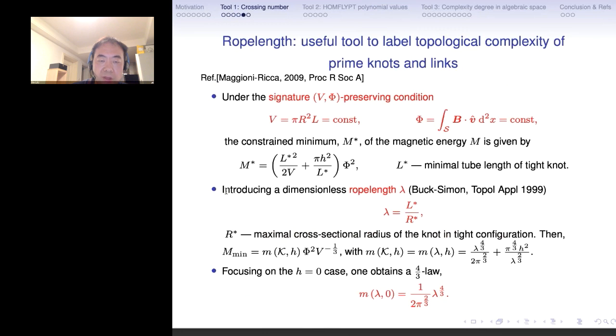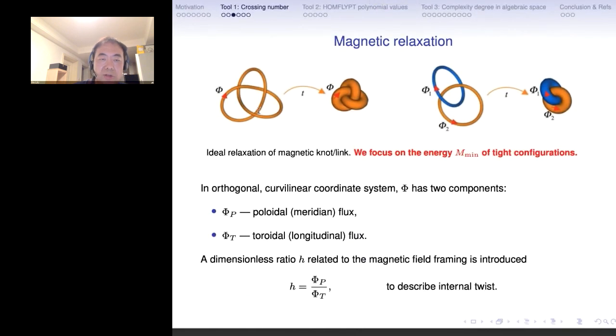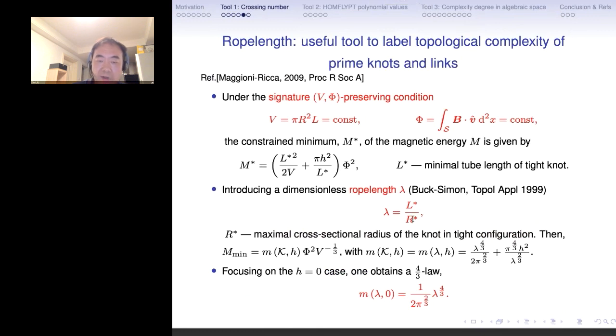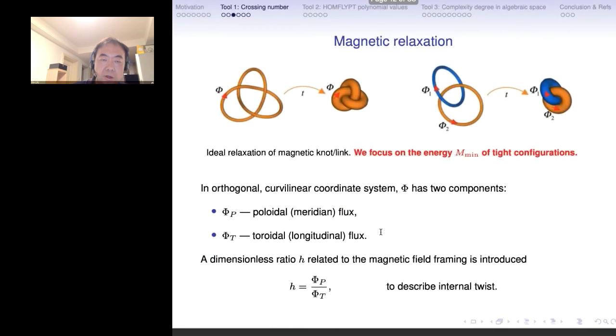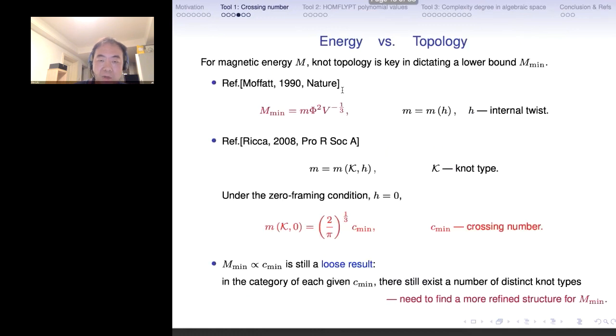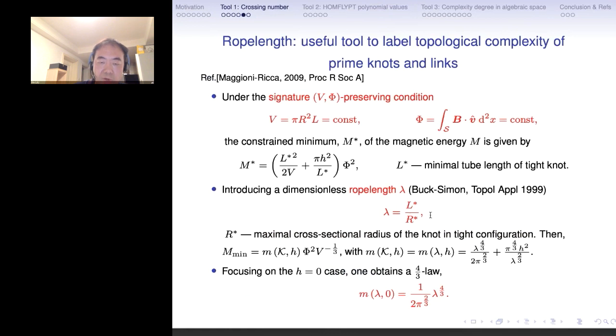Here we have to introduce a dimensionless quantity, ropelength, which is key in this study. Ropelength is defined by the ratio between L and R. L is the total length of the knot, total length of the link, right? R is the radius of the cross section. So this one is dimensionless. We can see in this picture, length L is bigger, but the radius is small, so the ratio is very big. But for that one, length reduces to the minimum, but the radius inflates to the maximum. So lambda reaches the maximum, so this ratio reaches the maximum.